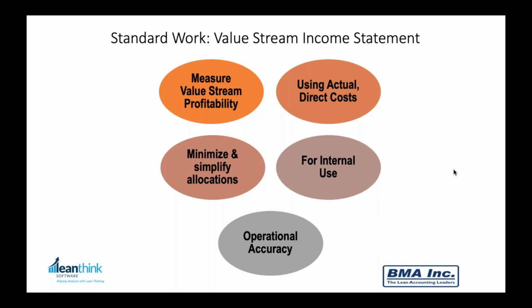What was our actual revenue for the period based on the products that were shipped? Operational people understand that. They know if the products go out the door or the services are delivered, we've done our job to generate the revenue. From a cost perspective, we're looking at the actual costs for the period being reported. So if we're looking at a monthly value stream income statement, what were the actual direct costs for that period?